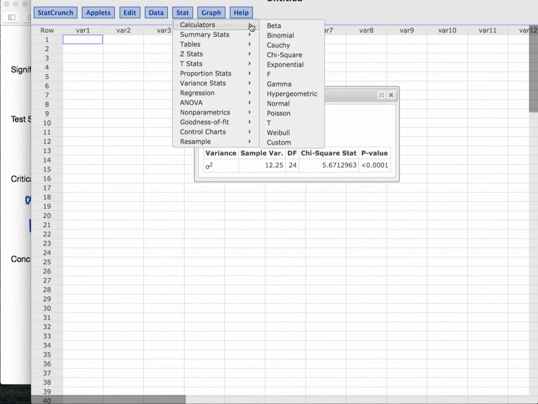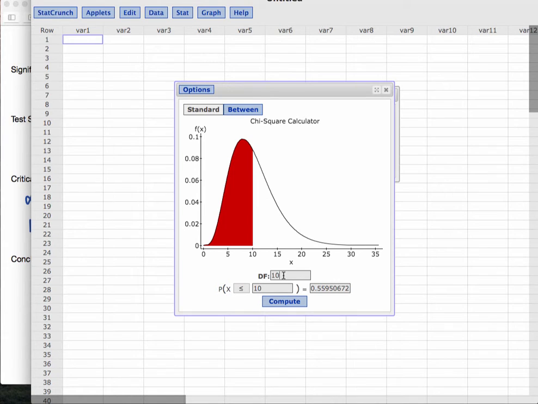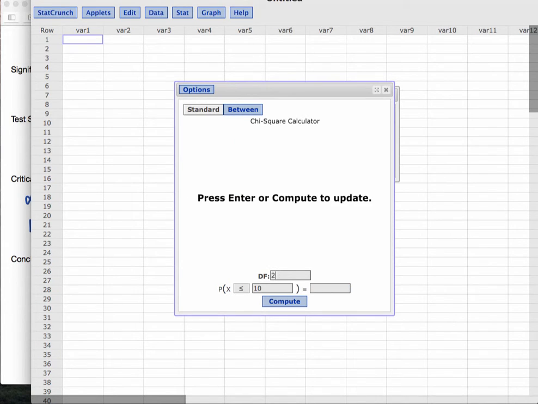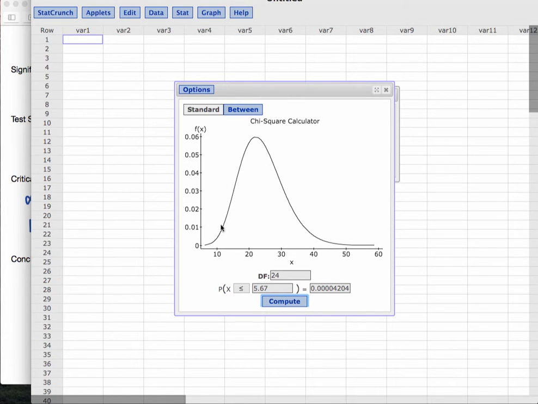Stat calculators, you're probably familiar with this. Go down to chi-square. If I tell this calculator my degrees of freedom, 24, and I want to find the probability that I am less than 5.67, that was my test statistic, and push compute, I will get a picture of the chi-square distribution, and then it's going to shade the area of my p-value. Well, funny enough, my p-value is so tiny, 0.00004204, that you can't even see it down over here in this lower left.